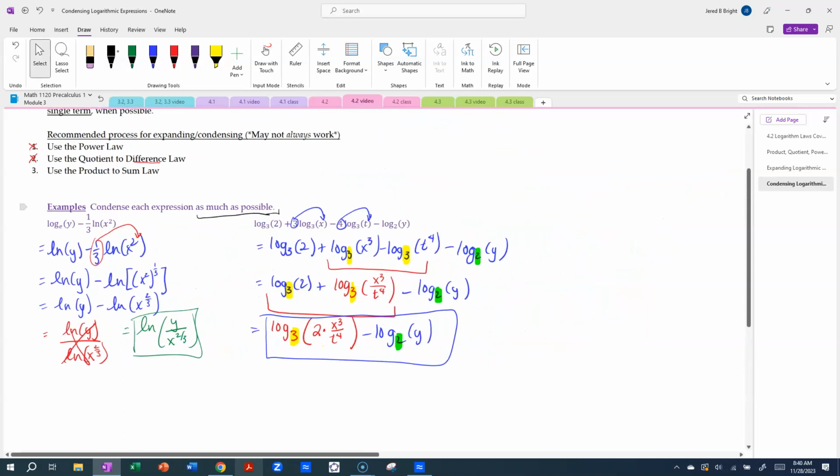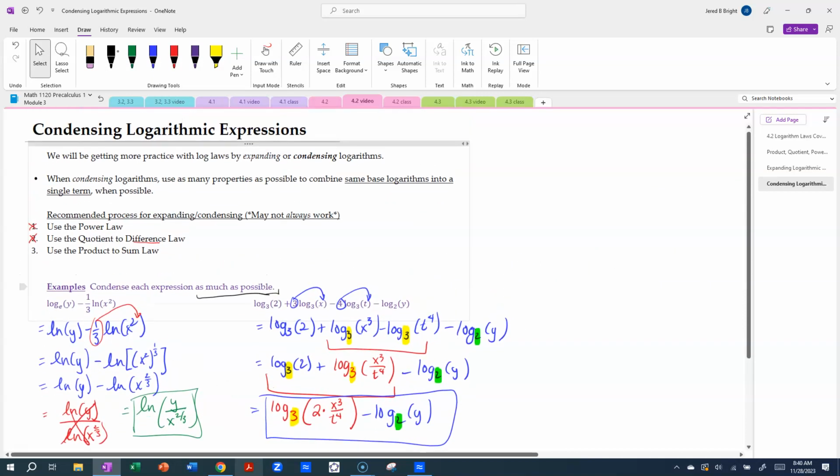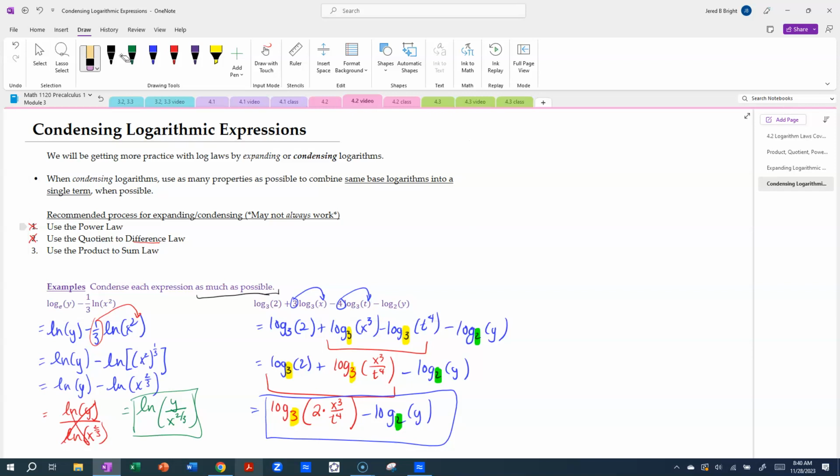So again, we have all the log properties that we could ever want now, and we are just putting them to use by trying to expand expressions or condense them, paying attention to instructions as always, and then following this procedure of trying to use the power law first, followed by the difference or quotient law, and then finally the product or sum law. So be careful with the applications, look for simplifications along the way, and have fun.